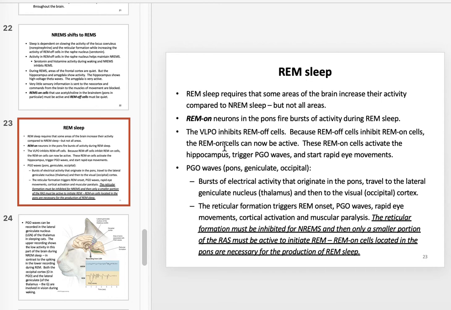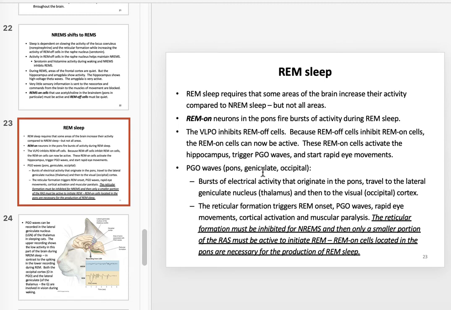Well, the bursts of activity, first of all, they're going to activate the hippocampus, they're going to start eye movements, and they're going to trigger something called PGO waves. PGO waves start in the pons, where our REM on cells are. They're going to go to the geniculate. Don't know if you remember, geniculate was a subpart of the thalamus. So that's where we're going to pull in some visual information and some sensation as well.